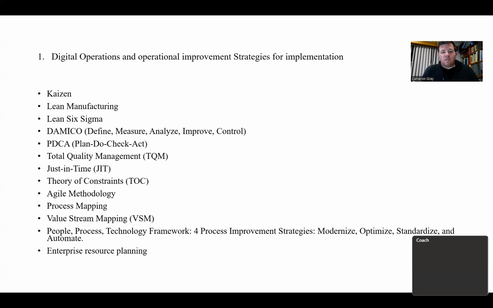So 1, digital operations and operational improvement strategy for implementation. I took a lot away from this. There's a lot of methodologies out there for implementation. I've used some of these since doing this subject in some of my own businesses. Hence my case studies were on a business that I am, being Newcastle Steel Distributors.